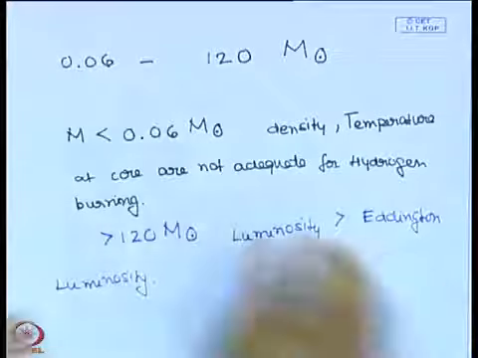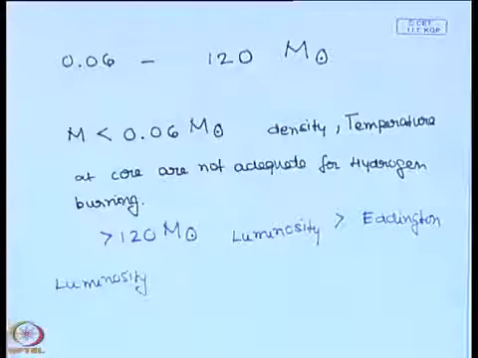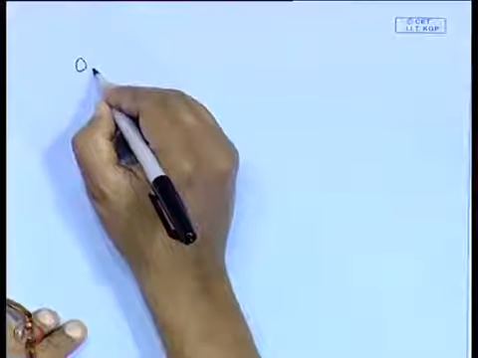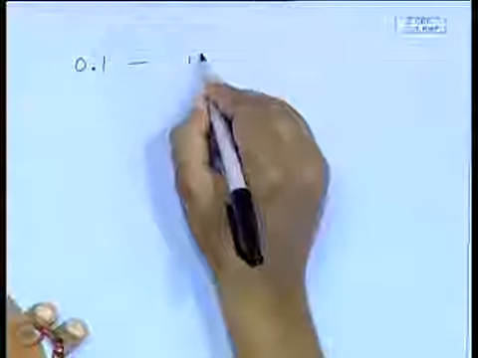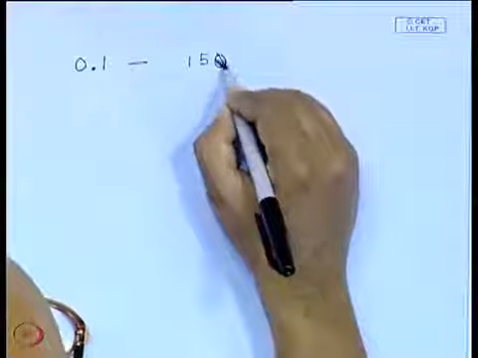Now, corresponding to this mass range, the radius of the star varies between 0.1 to 15 times the solar radius.